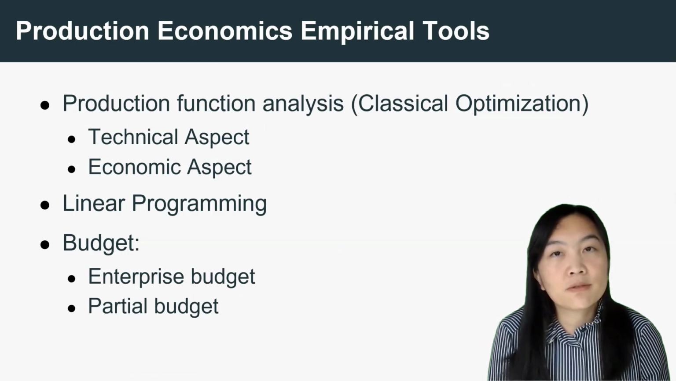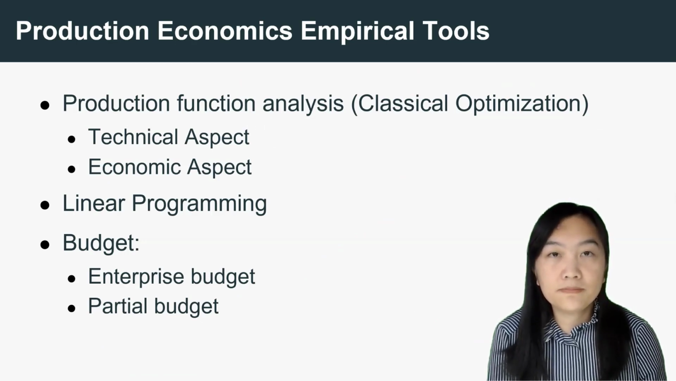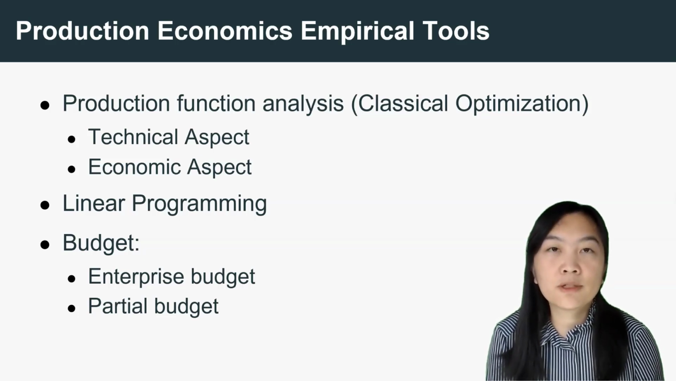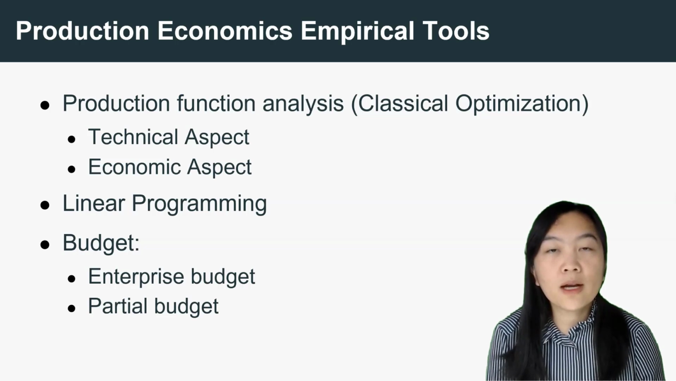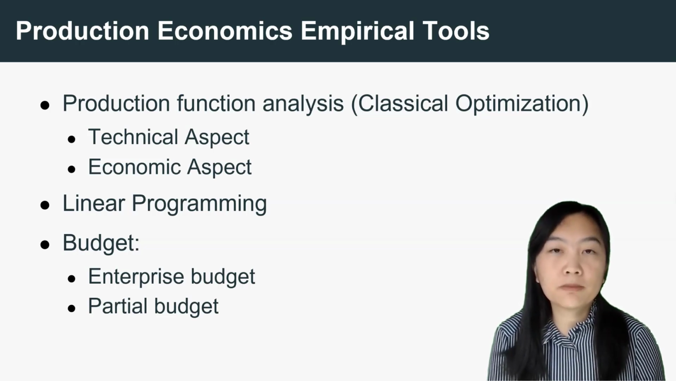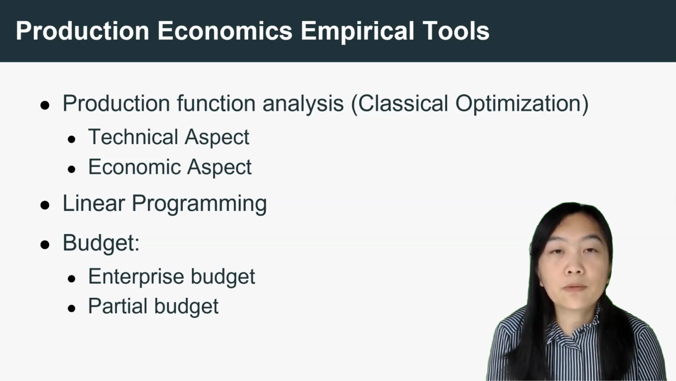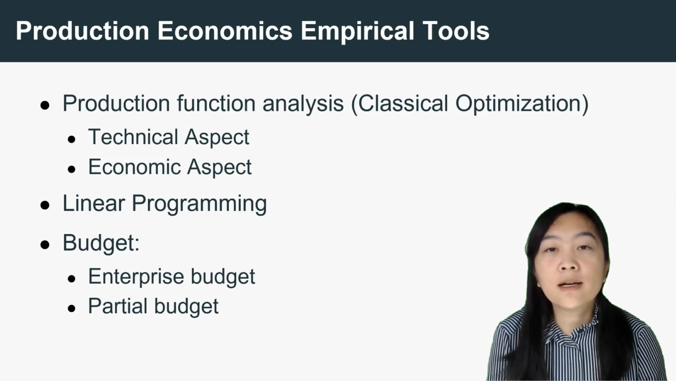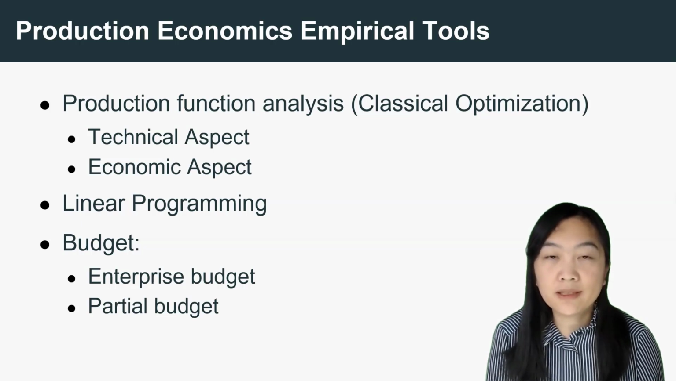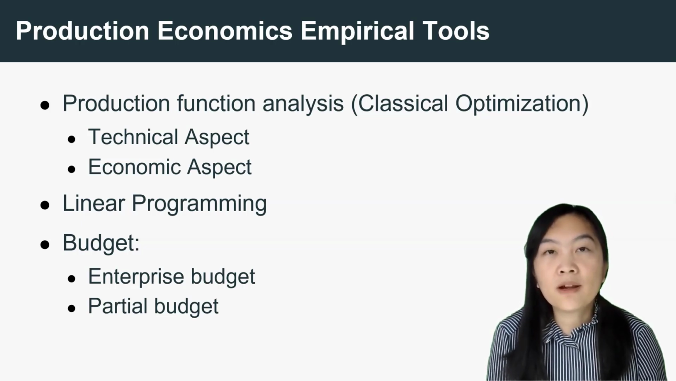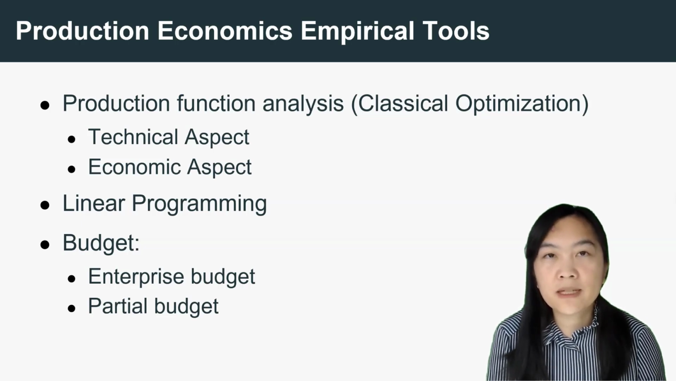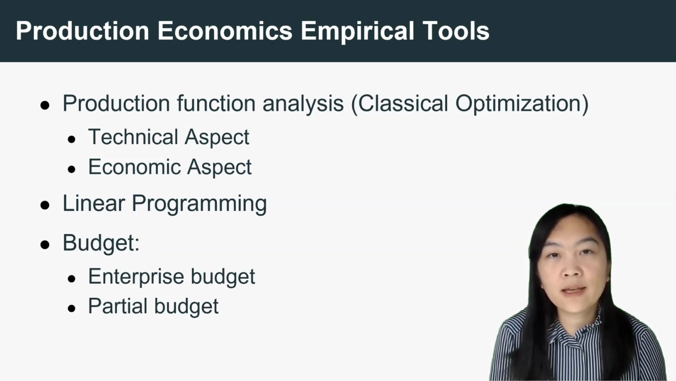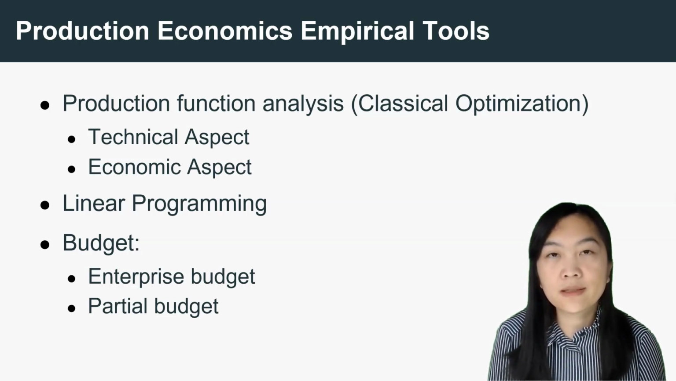So in AREC 333, there's usually three groups of empirical tools to analyze production decisions. What we have covered so far is the first big group, which is the production function analysis. We did some of what I will call classical optimization problems there: profit maximization, cost minimization, revenue maximization, output maximization, and so on. So that's that part. And then the second empirical tool is linear programming.